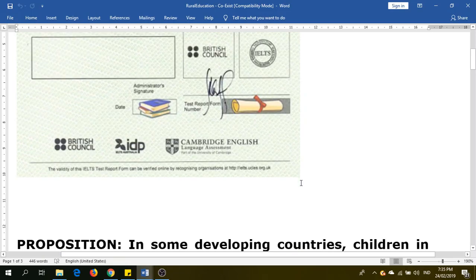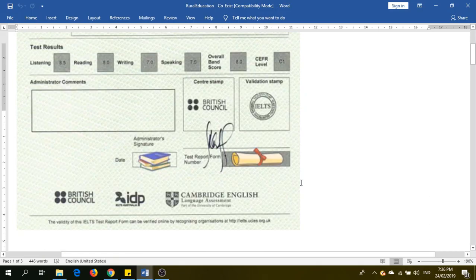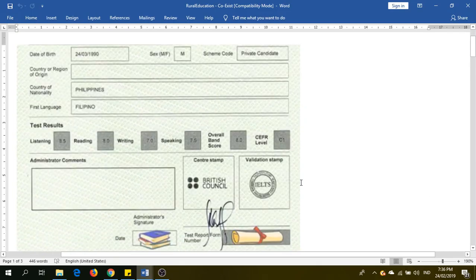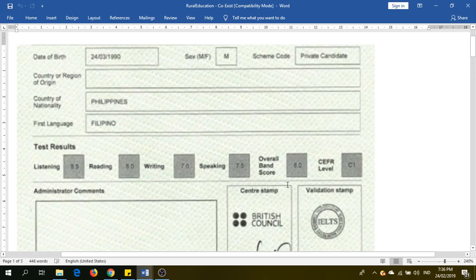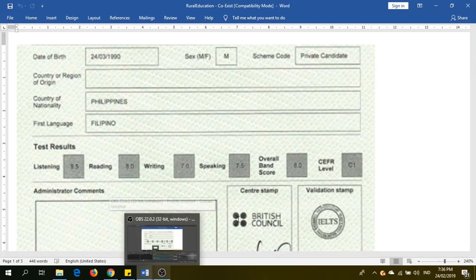In other words, so first of all, let's talk about coexist. So the coexist from video number 9 or the B1 style. This was written by a student of mine from 2017. I'm sorry if you can't see it very well, but listening there is 8.5. Let's make that bigger slightly. Reading is a band 8. Writing was a band 7. And speaking was a 7.5. So the overall band score turns out to be band 8.